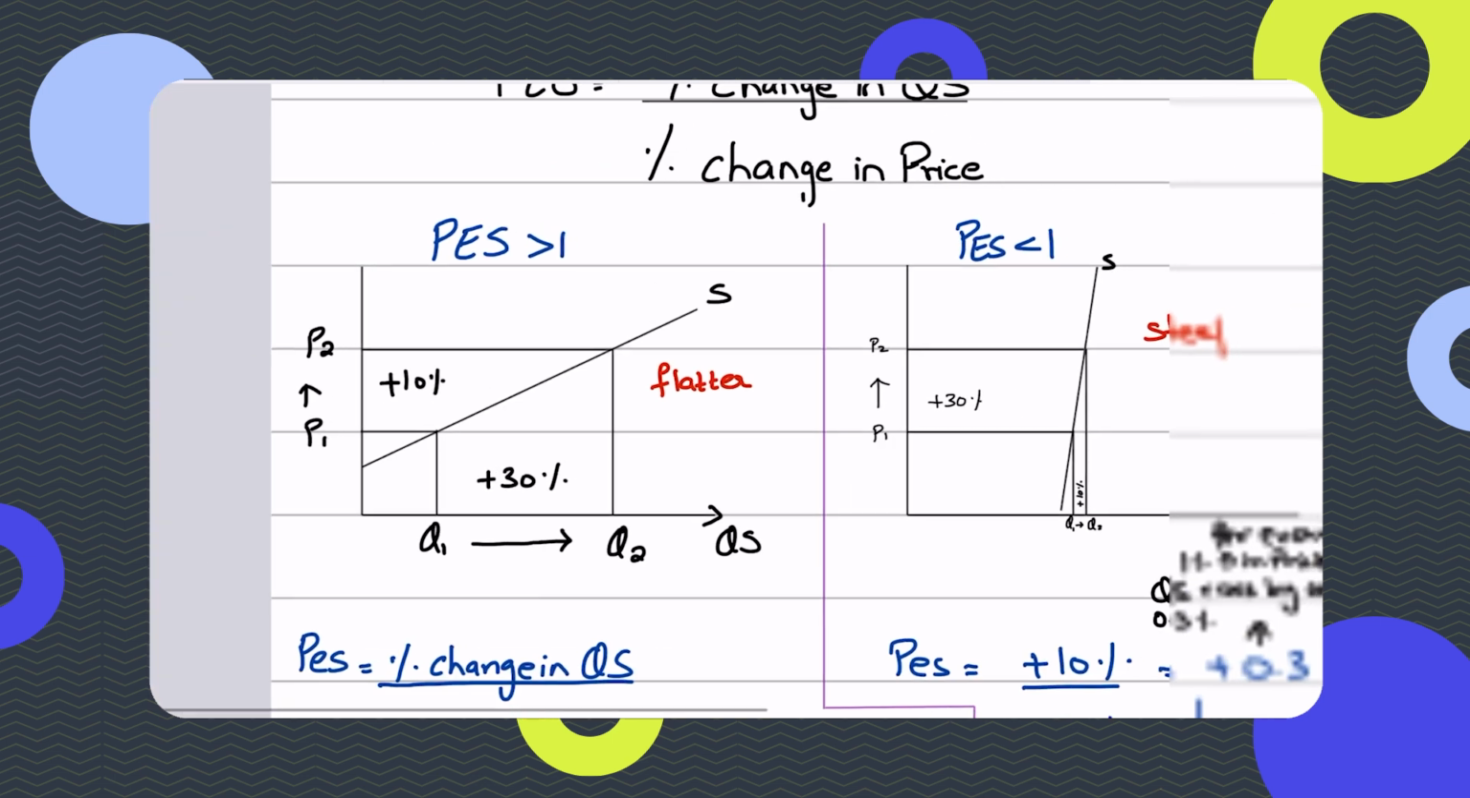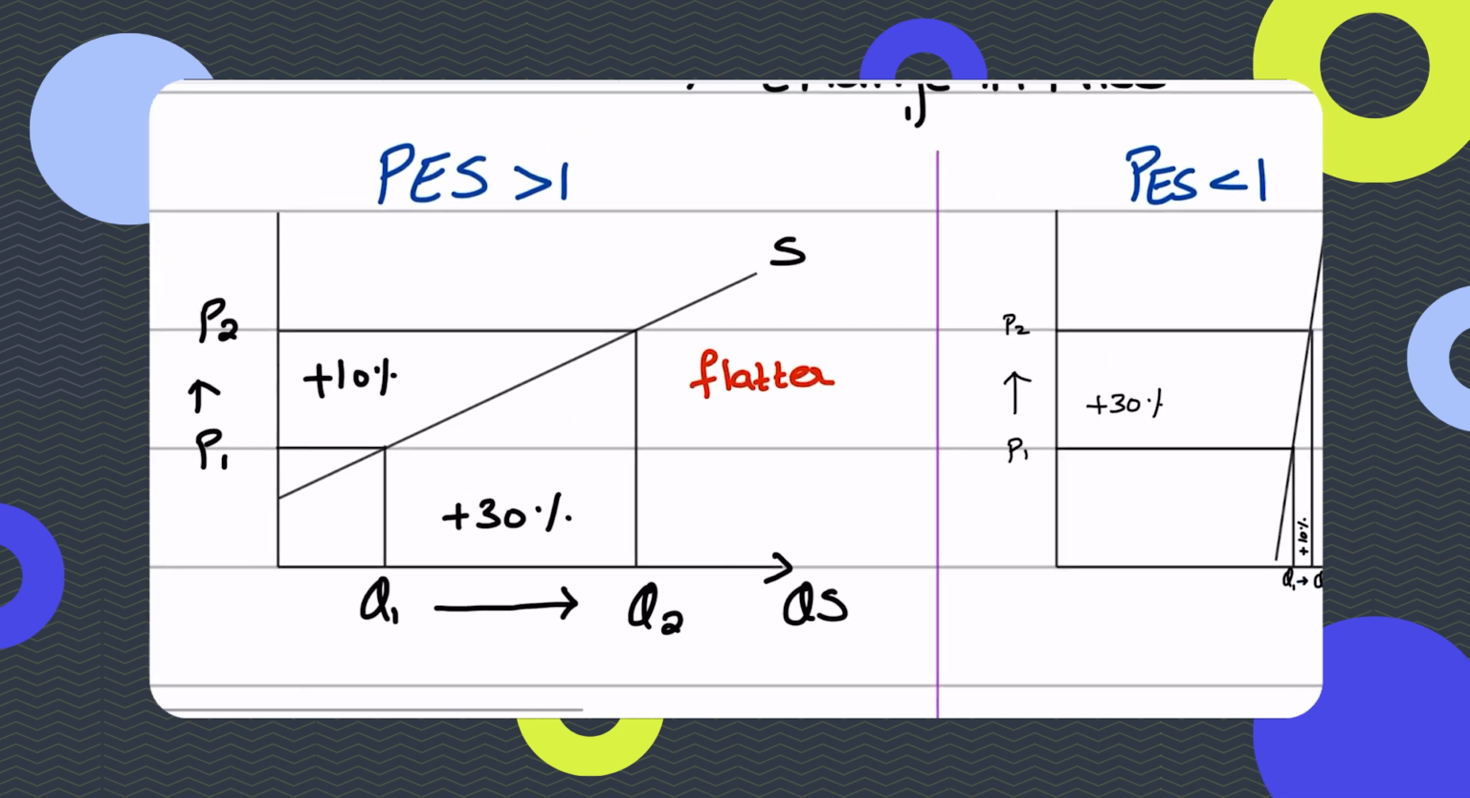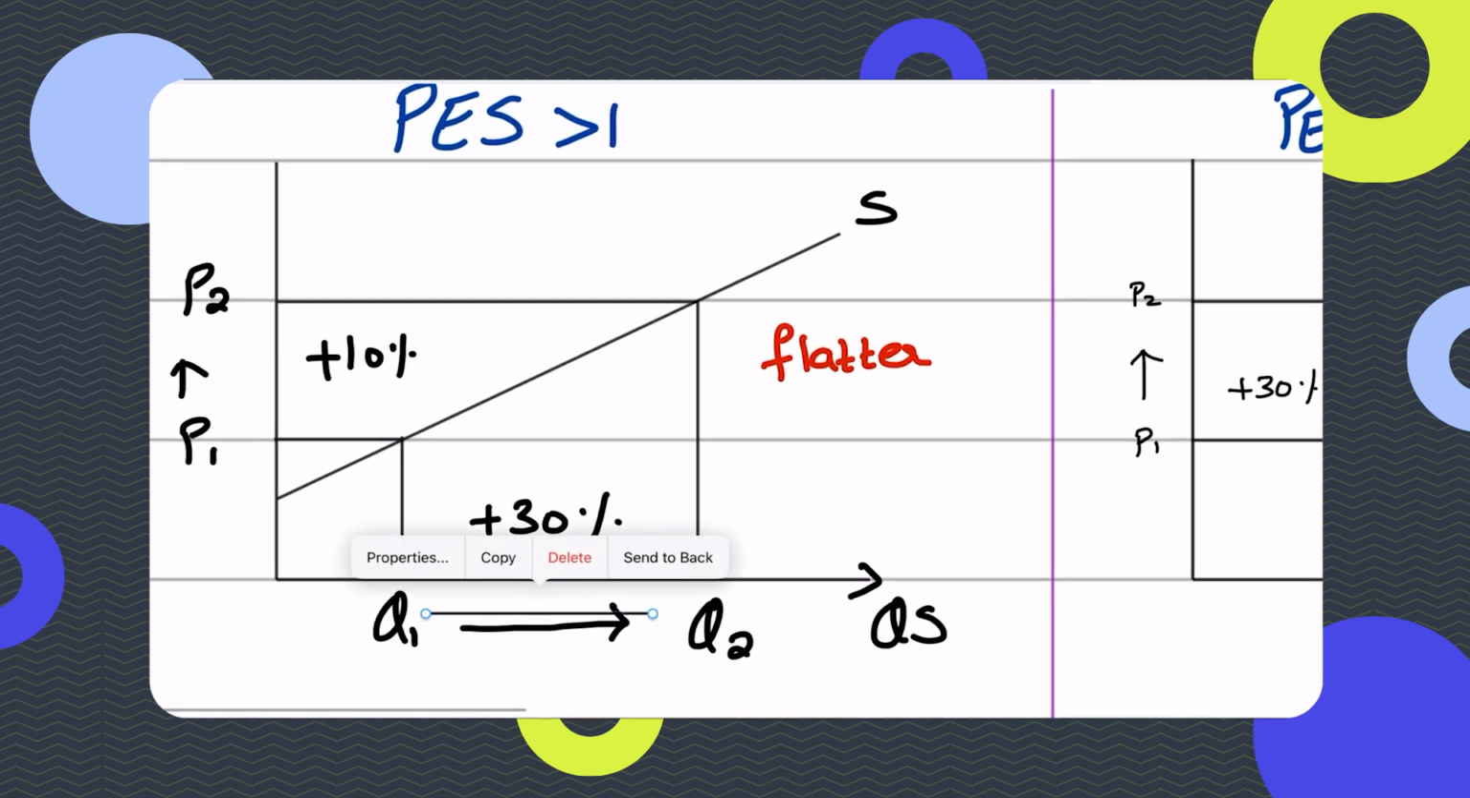Over here you can see that the price is going up by 10%, and the quantity supplied is increasing by 30%. If I were to ask you whether this supply is elastic or inelastic, just by looking at the diagram you can make sense that this is elastic supply, because you can clearly see that the extent of the increase in quantity supplied is much more than the increase in price.